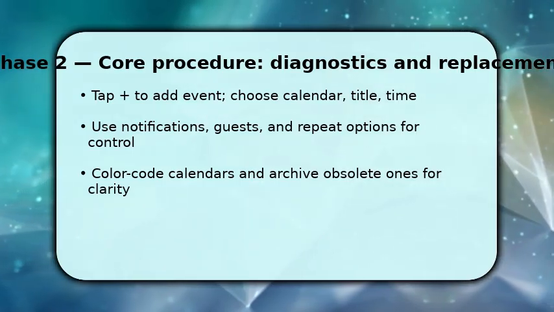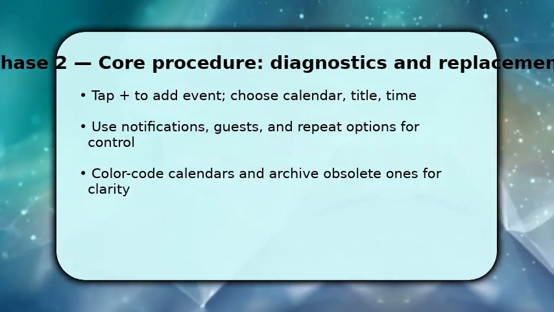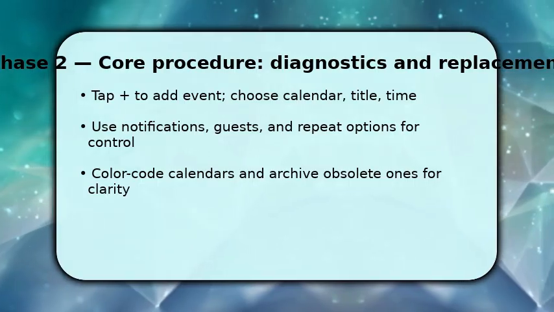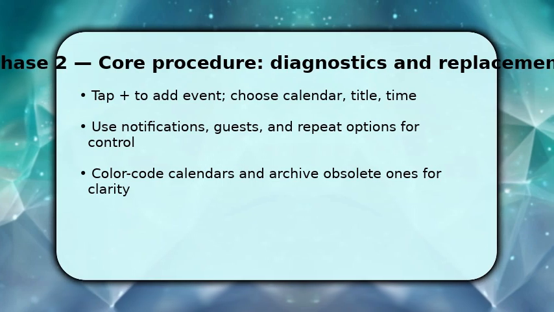For recurring plans, choose the repeat rule to avoid manual entry. Make sure to color code calendars to visually separate work from personal. This keeps your view uncluttered and reduces mistakes when choosing where to save new events.